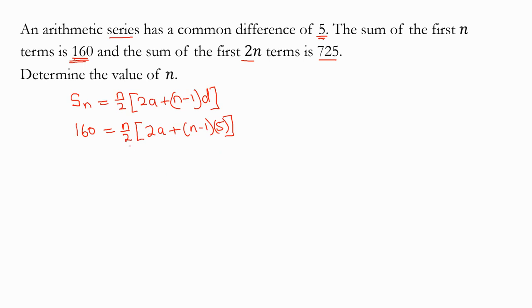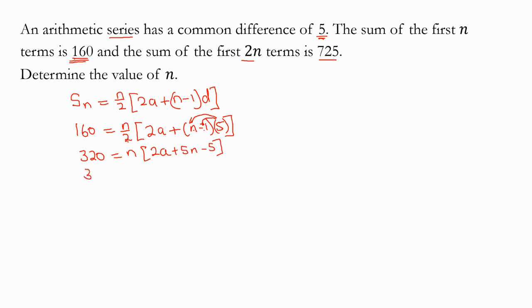Let's simplify this equation. So we multiply both sides by 2 because this is division by 2. So we multiply by the LCD here, which is 2. So it's going to be 320 is equal to n times (2a. Let me distribute this 5 here. Be careful here, distributing. So we're multiplying n by 5 and we're multiplying negative 1 by 5. So we're going to get plus 5n minus 5). Okay, see that? And then after that, we have to distribute the n inside the square bracket.